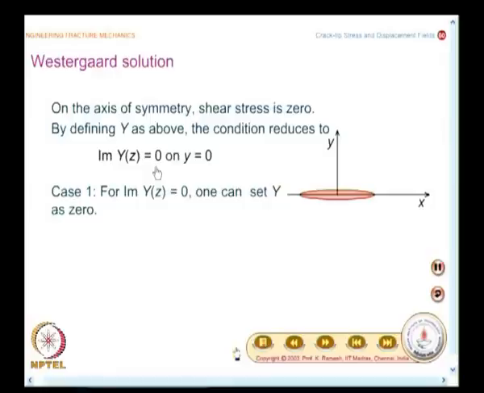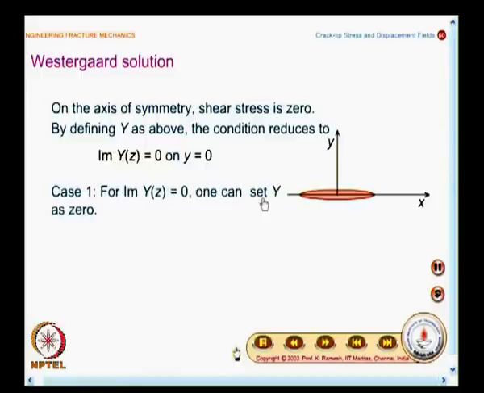So, now what we will see is that the condition is modified as imaginary part of Y equal to 0. So, by changing the way we take capital Y, we would have control on how this condition is going to dictate the problem.